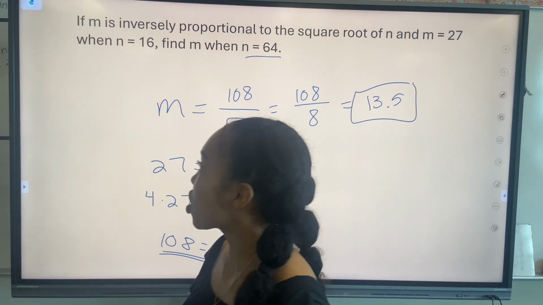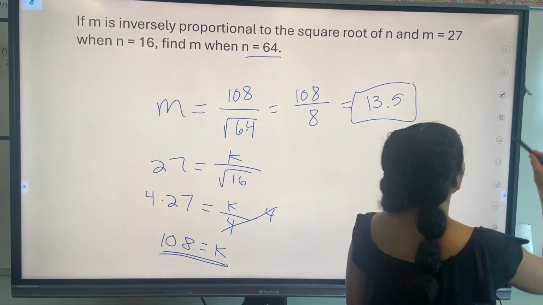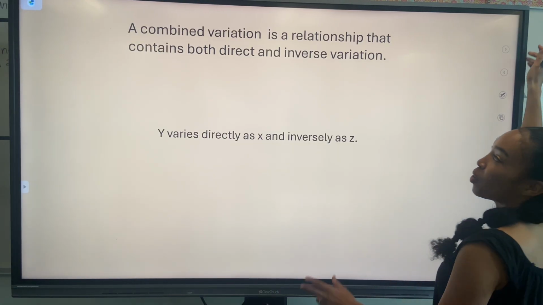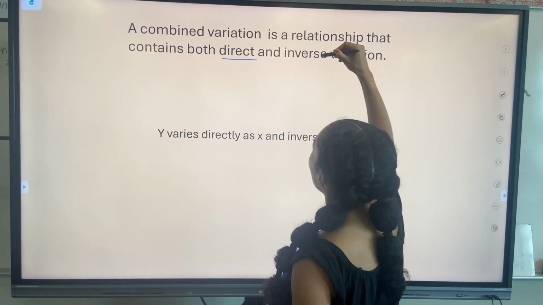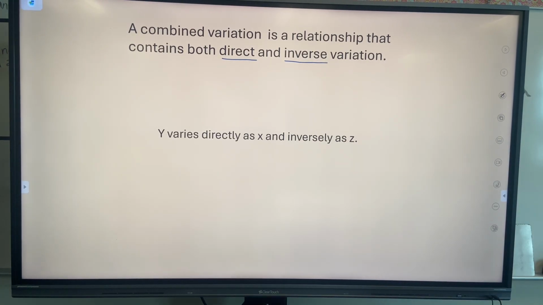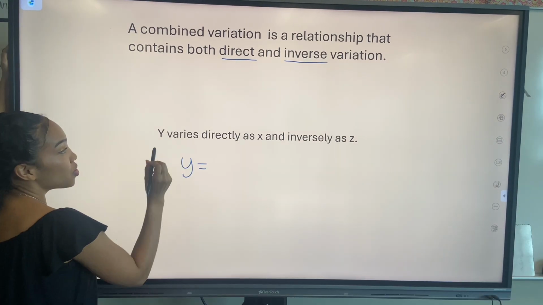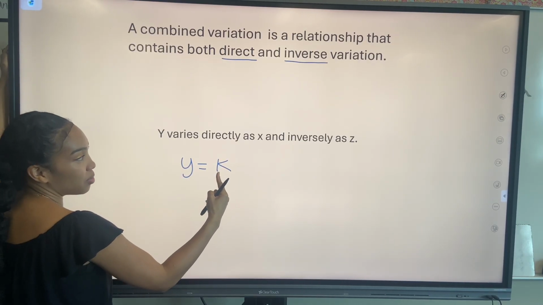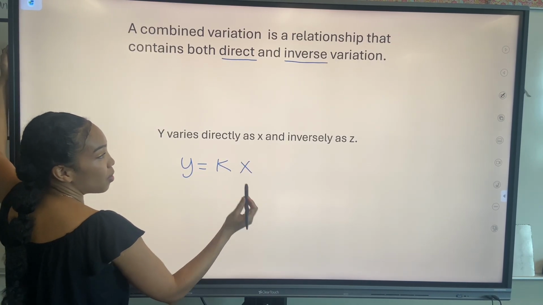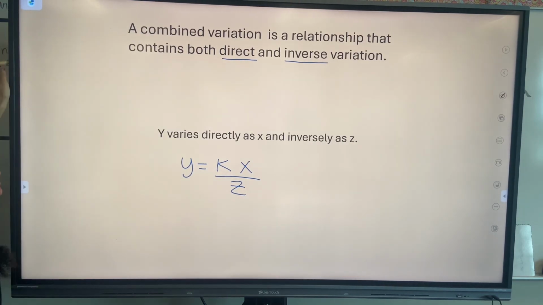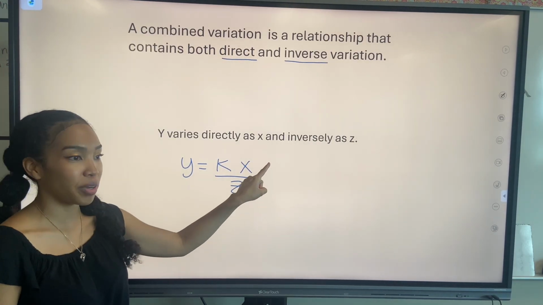So guys, what we're going to talk about now is combined variation. Combined variation is a relationship that contains both direct and inverse variation. So we're combining the variations now. So y varies directly, so I'm always going to have a k value. Directly is x, but inversely as z. If this was joint, this z would be in the numerator.